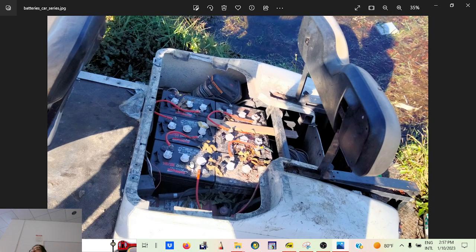A battery, a car battery. Do you know how many volts? 12 each, right? And they are connected in series. So each one is 12. Connected in series, what do you get? 72 volts, right? I think it's not that hard.